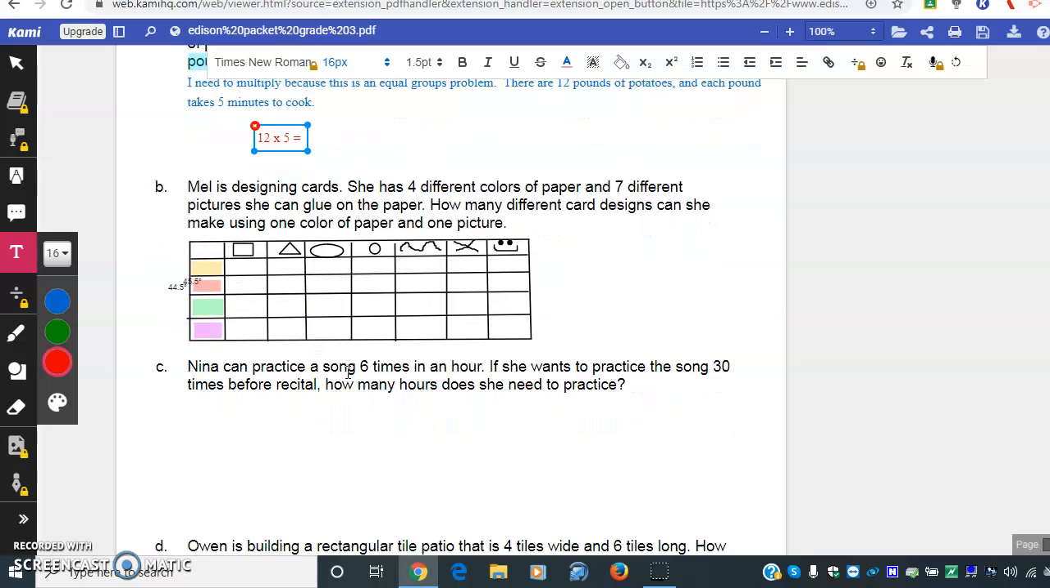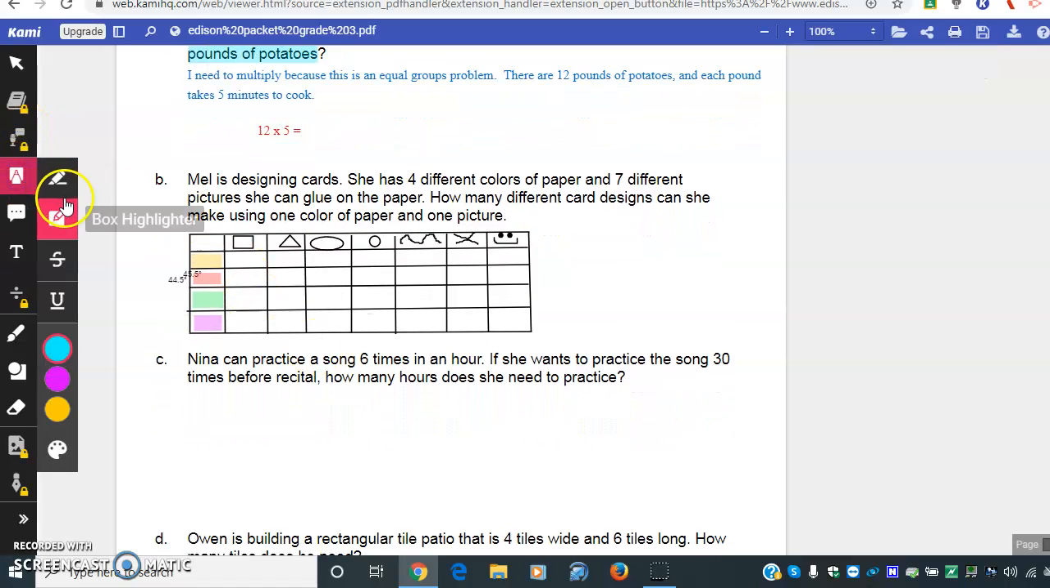Question B says, Mel is designing cards. She has 4 different colors of paper and 7 different pictures that she can glue on the paper. How many different card designs can she make using 1 color of paper and 1 picture? So again, I need to start by deciding, is this multiplication or not? A lot of 3rd graders are going to look at this and say, okay, 4 different colors of paper, 7 different pictures, and then they're going to say, I see the word and, I don't see each. I'm going to add these 2 together.